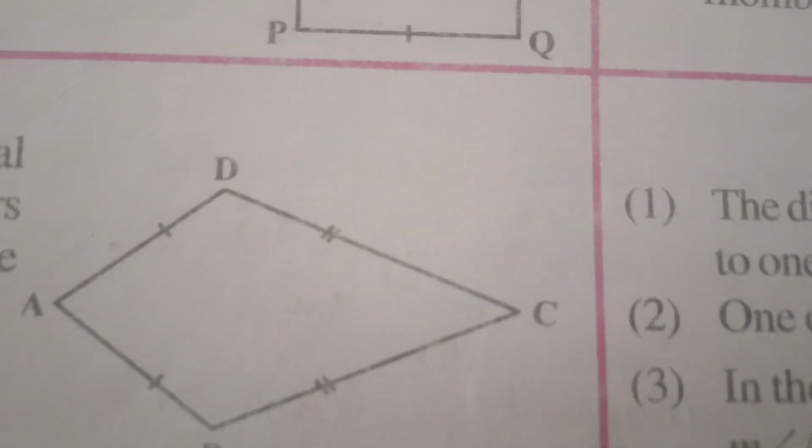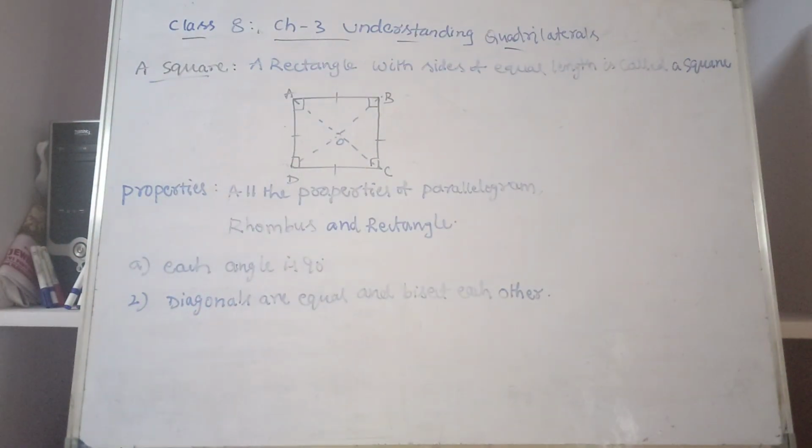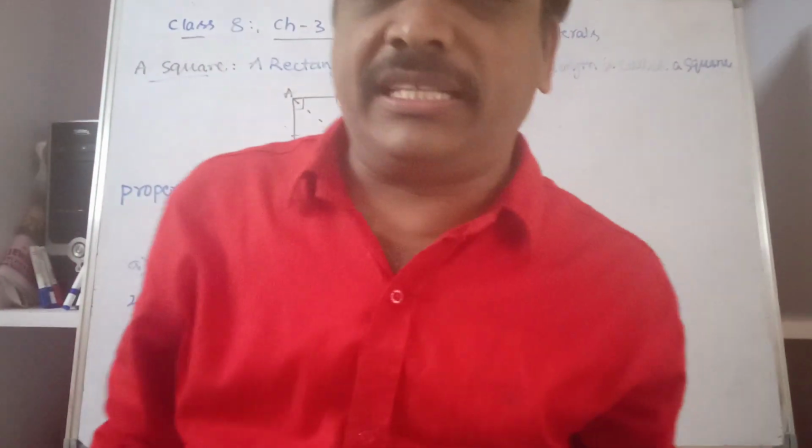So here you have kite ABCD. Now you see the properties of a kite. One, diagonals are perpendicular to one another. And the second property, one of the diagonals bisects the other.